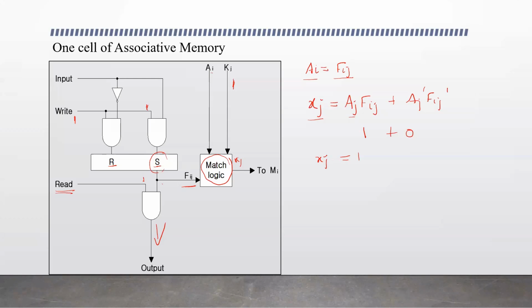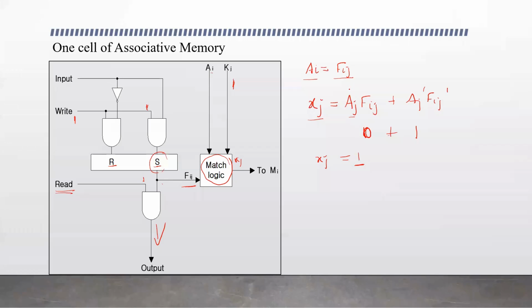So Xj is 1. And if Aj is 0, the bit to be searched is 0, and if Fij is also 0, both are equal. When complemented, the bits become 1. Aj is 0, so Aj' complemented becomes 1, and 1 and 1 is 1. So finally, when you perform the OR operation, Xj is 1. So if both the bits are the same, Xj is 1.